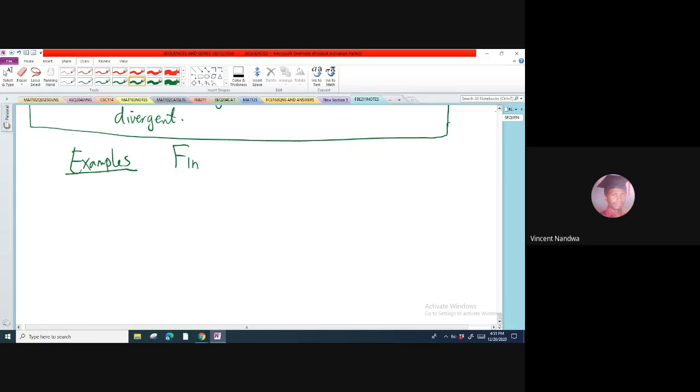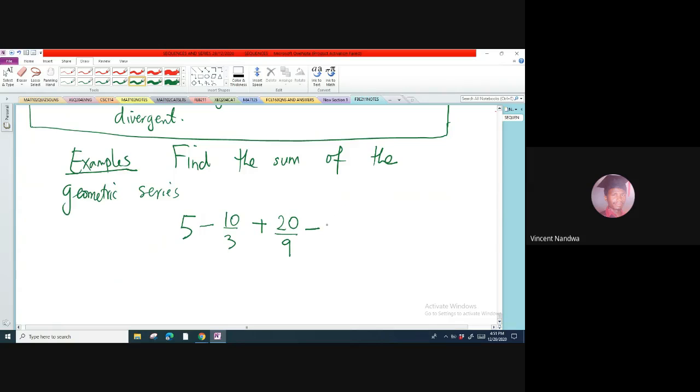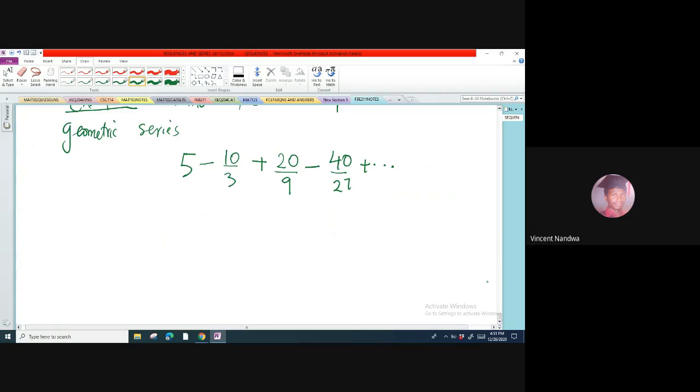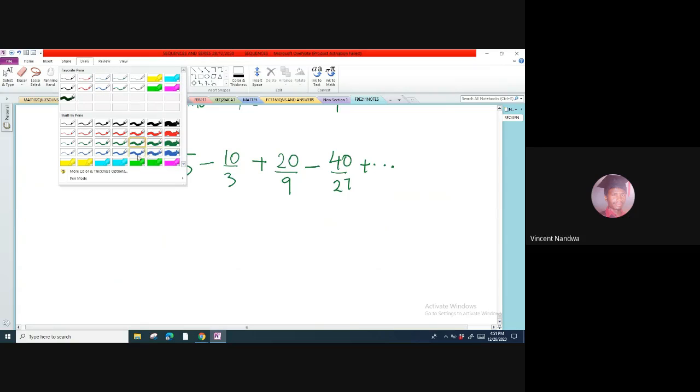Find the sum of the geometric series 5 minus 10 over 3 plus 20 over 9 minus 40 over 27 plus several other terms. The thing is just to know what r is and what a is. Then you put them into the formula.